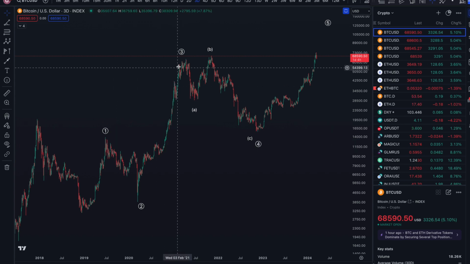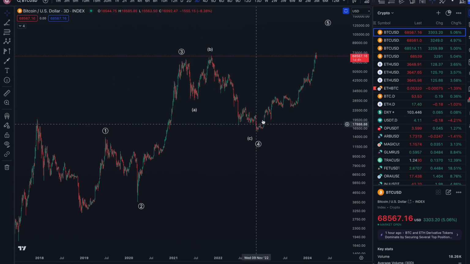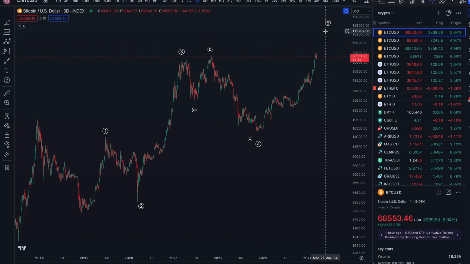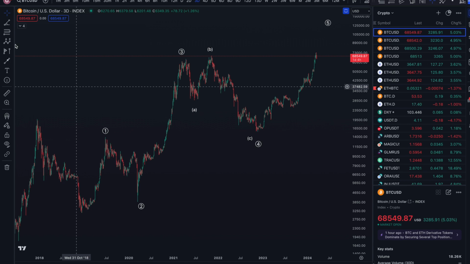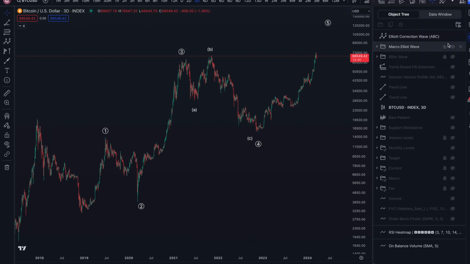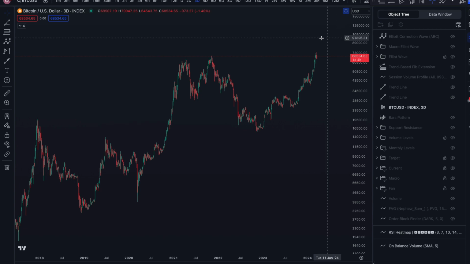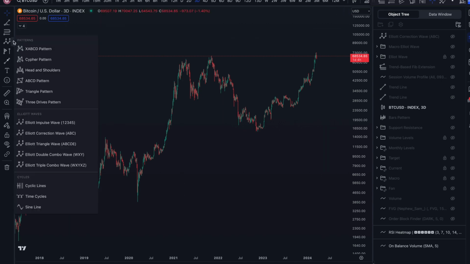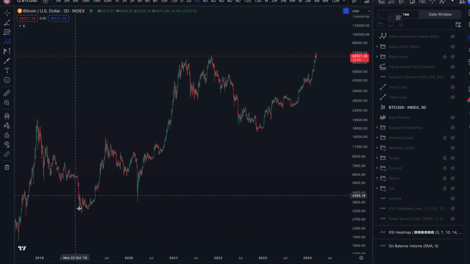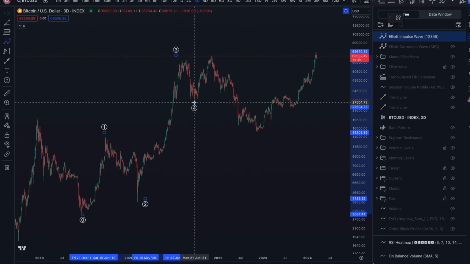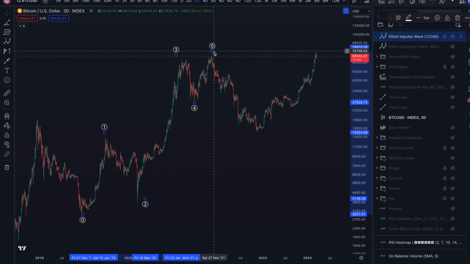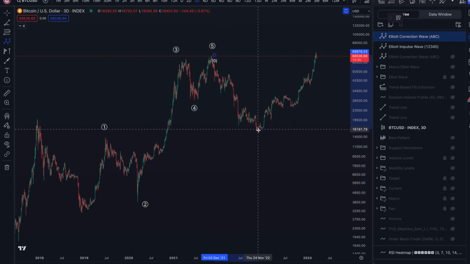So we had the ABC down, and now we're into this final 5th wave, which will end probably somewhere north of 100k. I just want to go back to this count here, because some people count this Elliott Wave as well, and I've seen this going around. They count it as a 1 2 3 4 5, and then this would be the A.